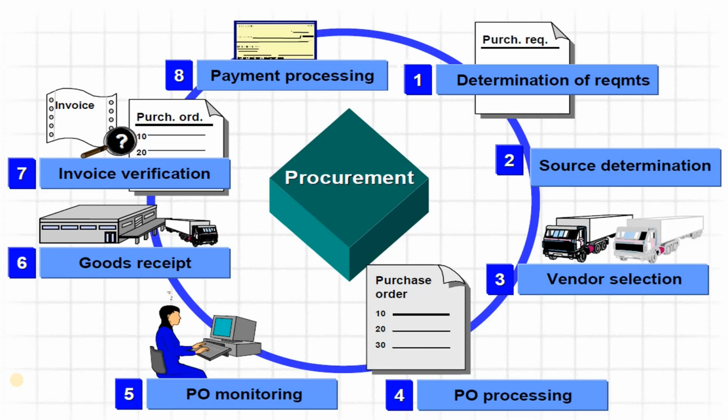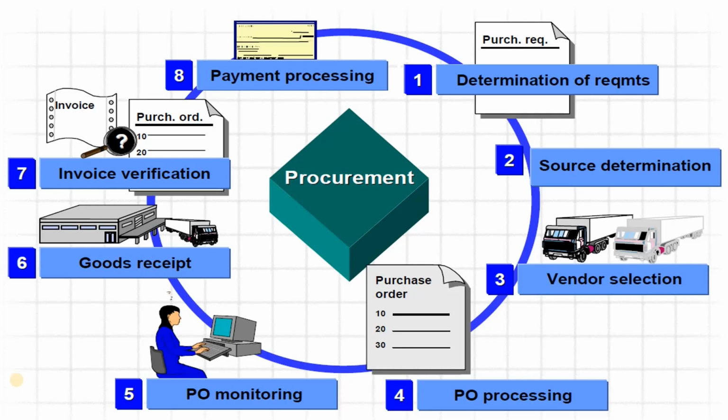When we select a vendor for the particular material, and the vendor satisfies all the conditions, payment terms, etc., we have to raise the PO. PO is nothing but a purchase order. It is an external document because this is going to be supplied to the vendors.